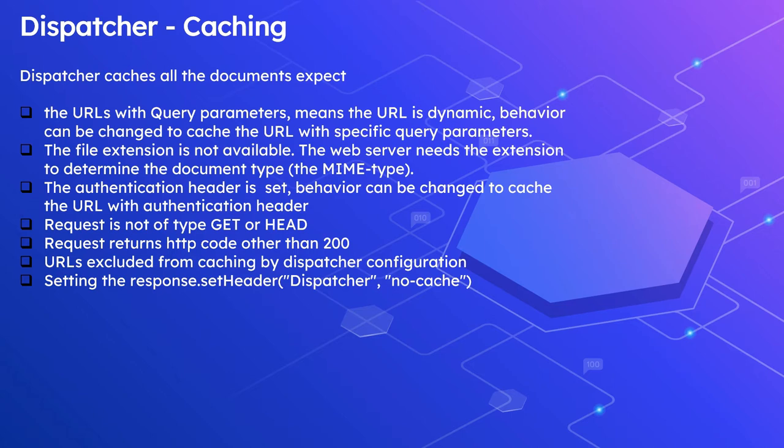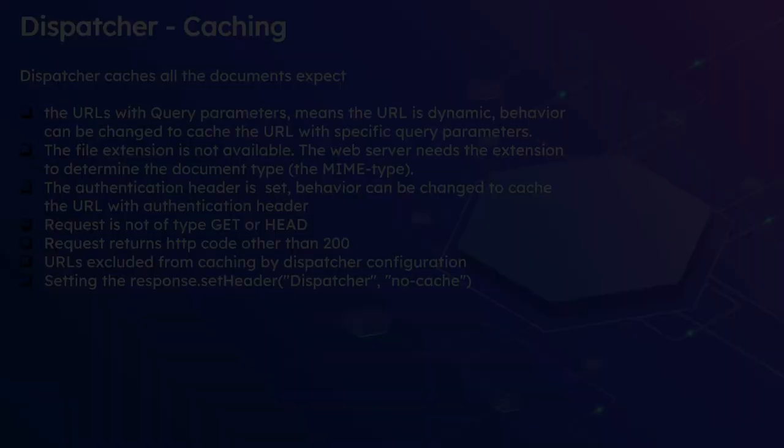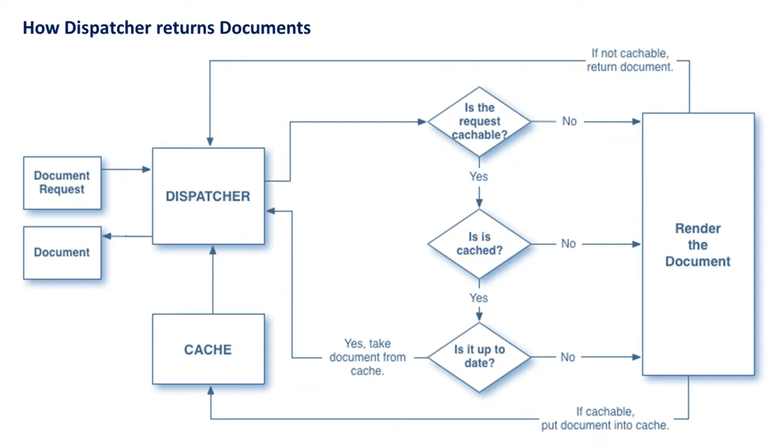Let us now see how the dispatcher returns the document to the browser. This is a simple workflow explaining how the dispatcher handles the document, caches it and renders the document from the publisher. So there is a document request. First the dispatcher checks whether the request is cacheable. If it is not cacheable, it will render the document from the publisher. If it is cacheable, it will check whether it is already in the cache. If it is not there, it will again render from the publisher. If it is in the cache, it will first check if it is up to date. In that case, the file will be returned. If the cache is not up to date, it will again request the document from the publisher.